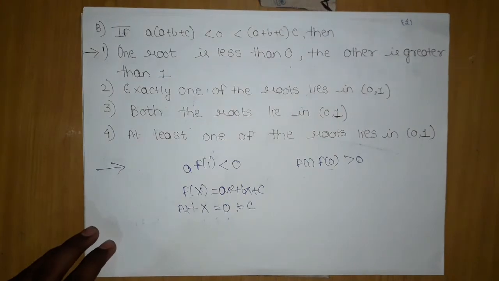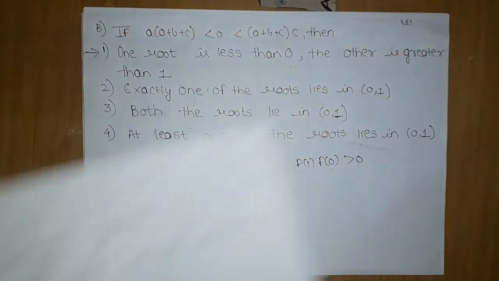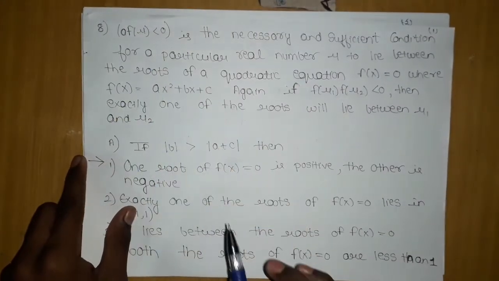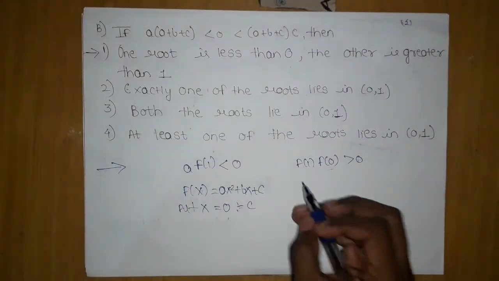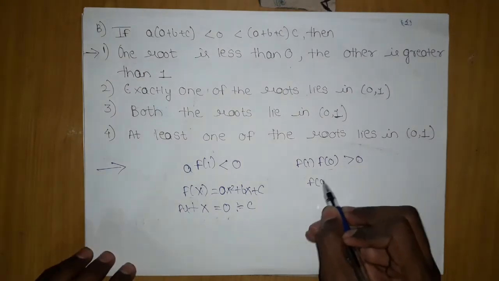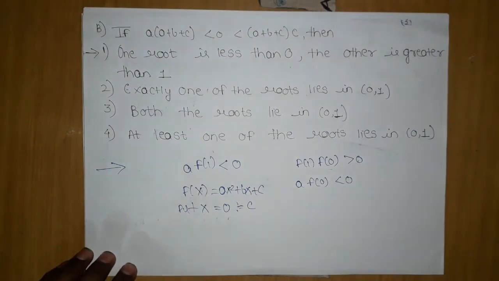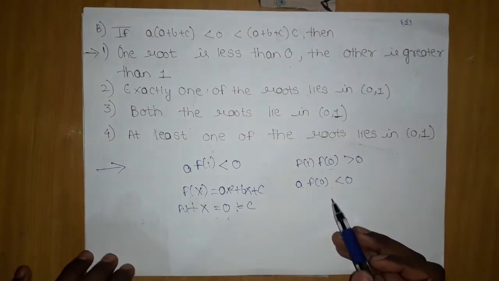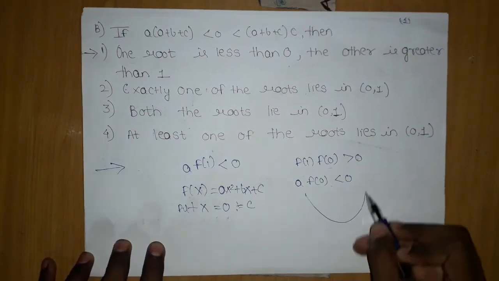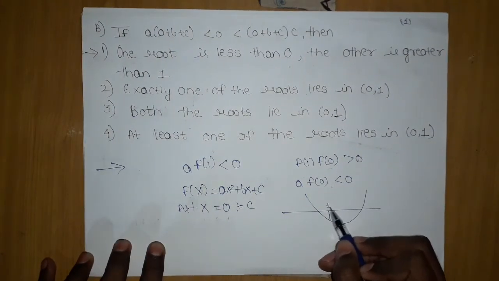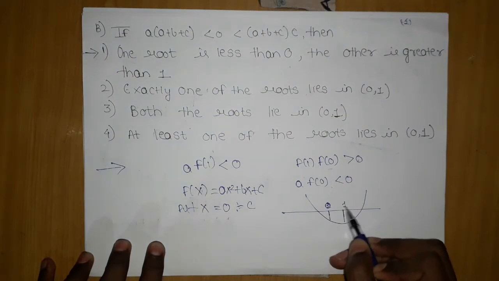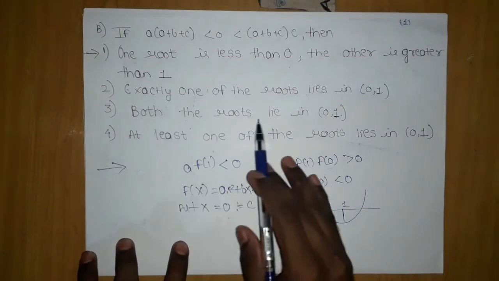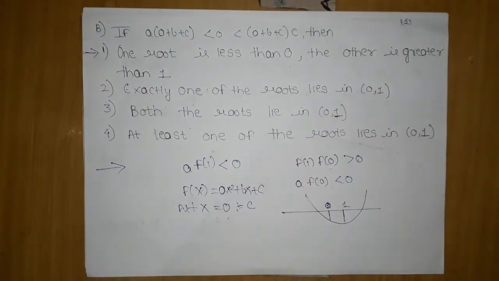Greater than 0. Now let me remind you of one thing. What they have told is the necessary condition for any point, that it is less than 0, for this parabola. So for f of 0, a into f of 0 should also be less than 0. But this is less than 0 and this is also less than 0. Now if a parabola is like this, and f of 0 and f of 1 are both negative, what does it mean? They lie inside the parabola.